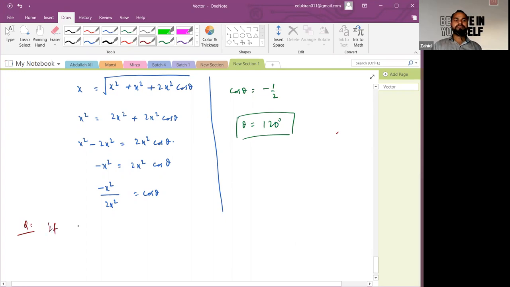If two vectors are 14 unit and 8 unit, then define which will not be its resultant.